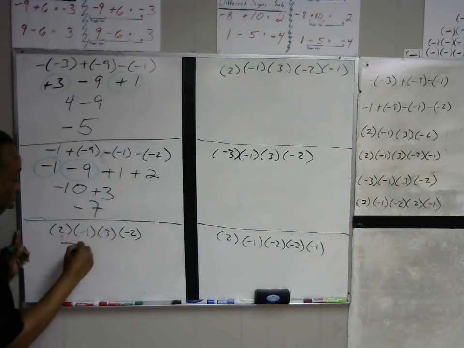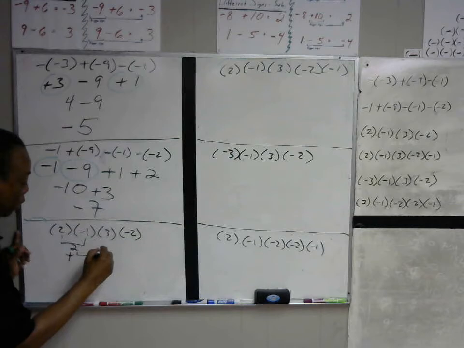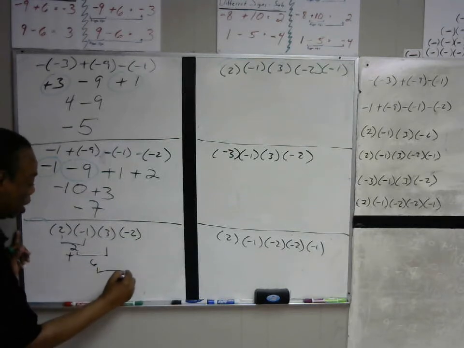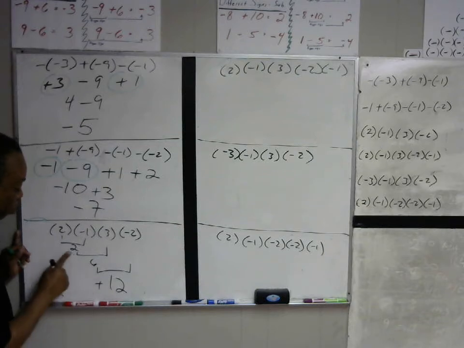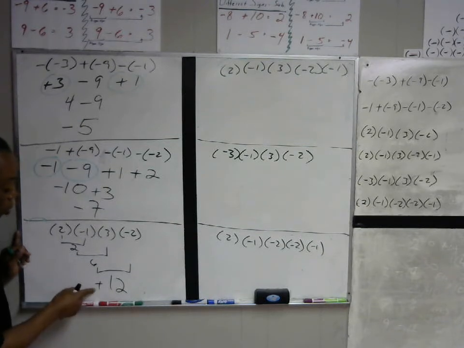So again, 2 times 1 is 2. 2 times 3 is 6, and 6 times 2 is 12, and this will be a positive 12. Again, you don't have to put the plus on here. Without the plus, it's still positive.